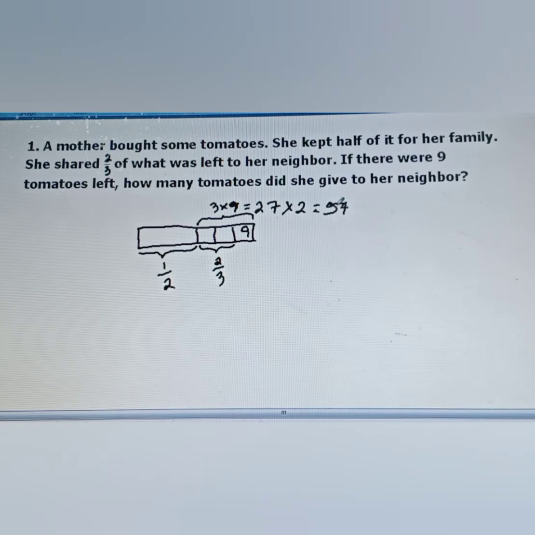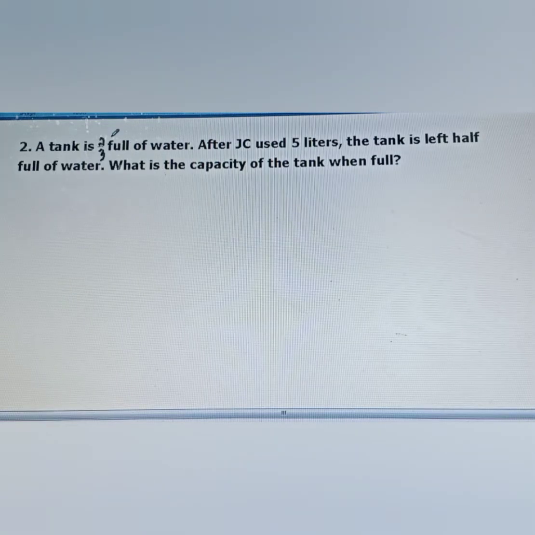Correct? But that's not the question. The question is how many tomatoes did she give to her neighbor? These two parts here were given to the neighbor. If this is 9, this is 9, this is 9. So it's 2 times 9, that's 18. So our answer is 18, given to the neighbor. Clear? Okay, let's solve problem number 2.